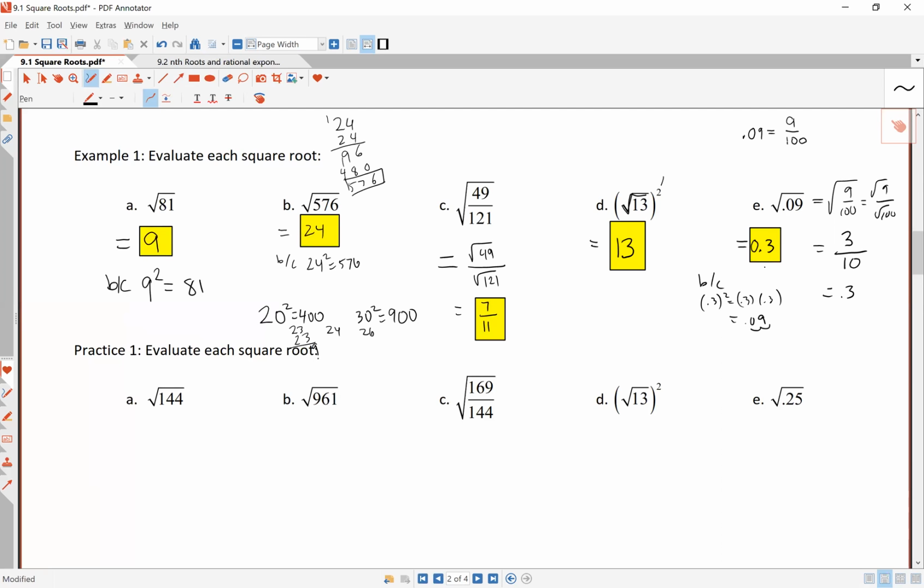So this leads me to your practice problems. I encourage you to press pause in your video and work these out. And come back when you're ready to see the solution.